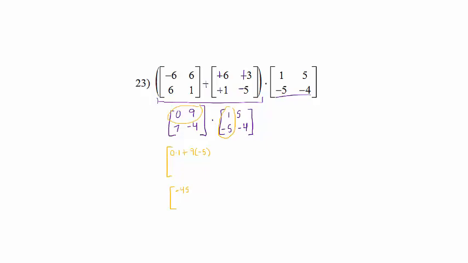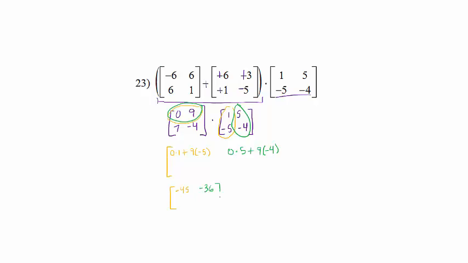Then I'm going to do my first row, but I'm going to do it with the second column. So I'm going to use 0, 9 again, but now I'm going to use 5 and negative 4. And so if you pretend like these are on top of each other, your answer goes where these overlap. They overlap in this spot in the top right corner. We're going to do the first and first, so 0 times 5, plus the second and the second, so 9 times negative 4. And then we're going to do the same thing, and that gives us negative 36 in that spot.